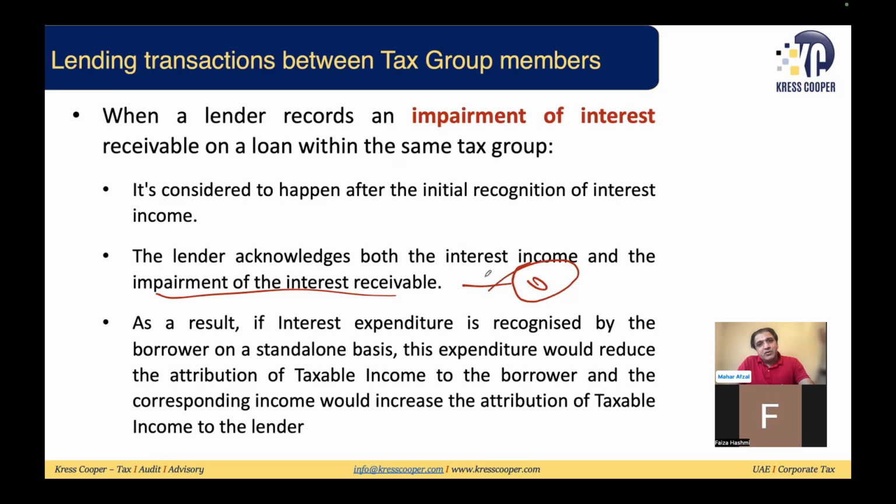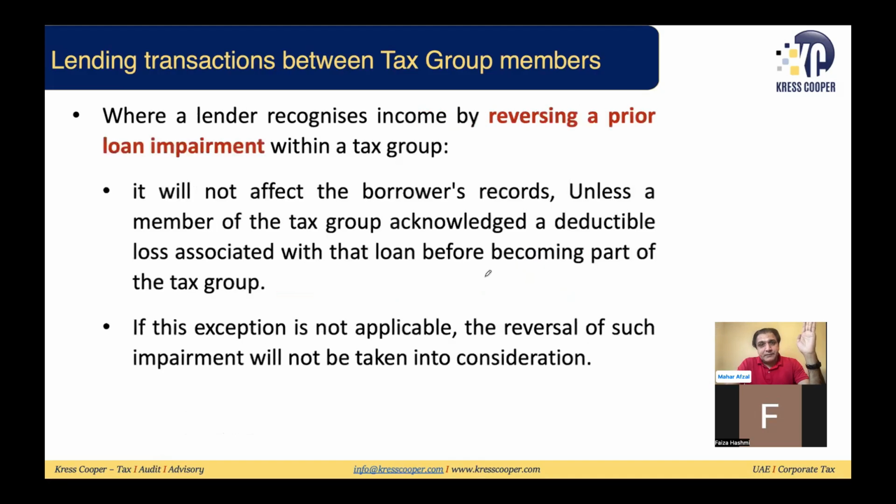Basically, this is, you can say, on an overall basis, as I discussed. If the lender is reversing and the corresponding impact is there, then an adjustment is required. If the lender is reversing and the corresponding impact is not there, then we are not liable to do anything.